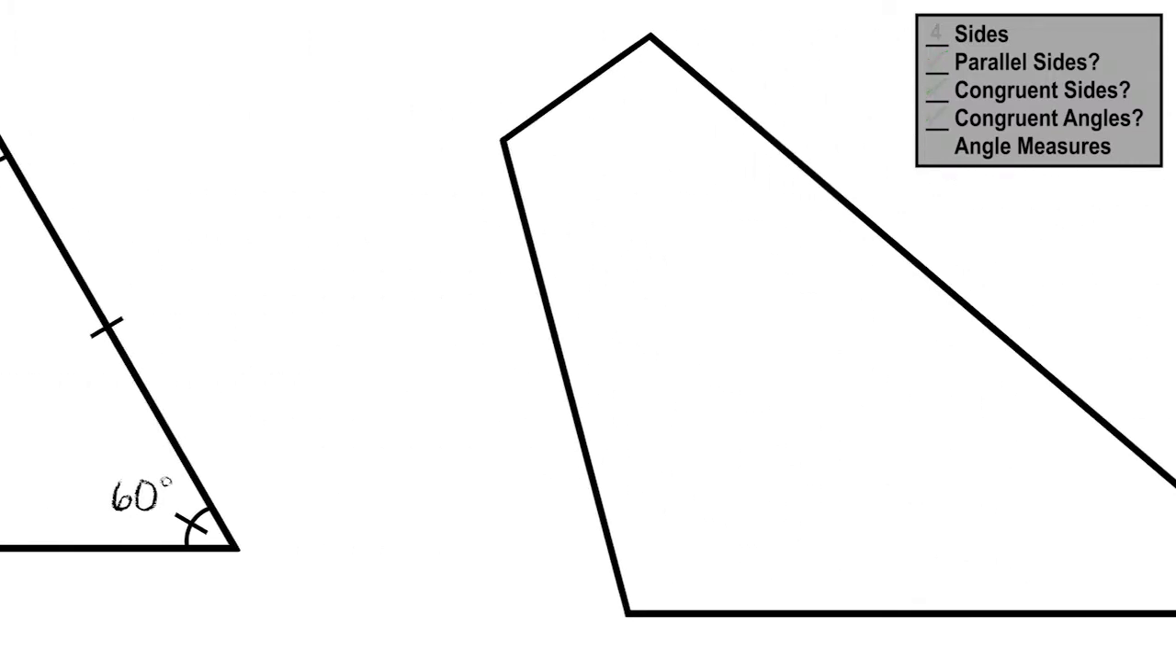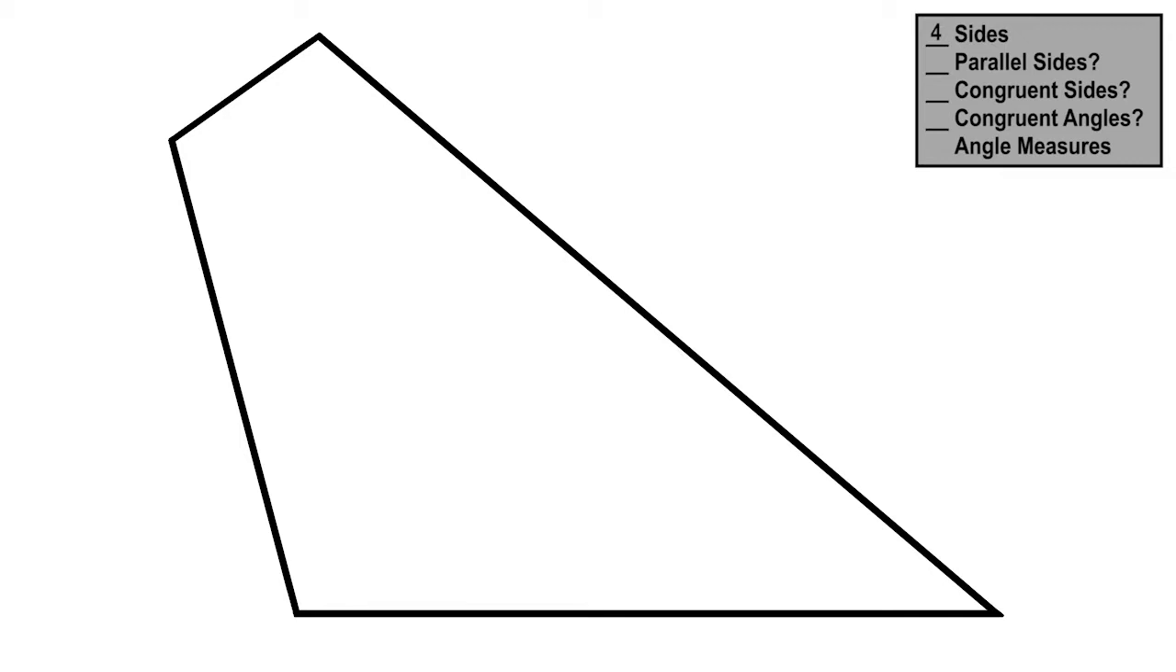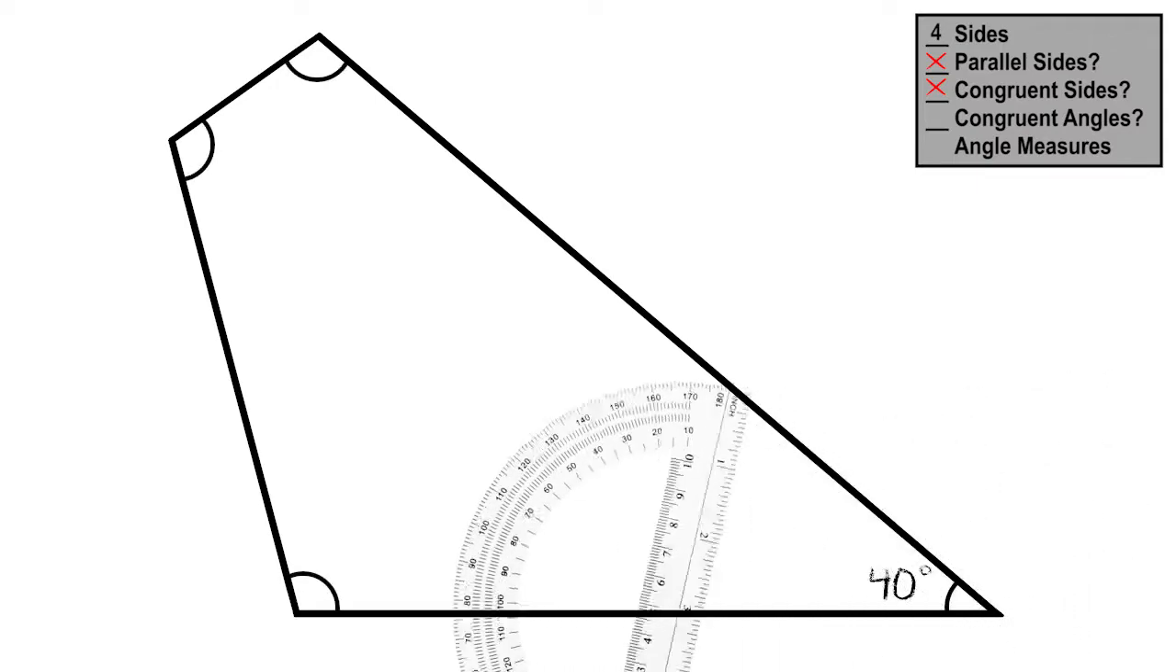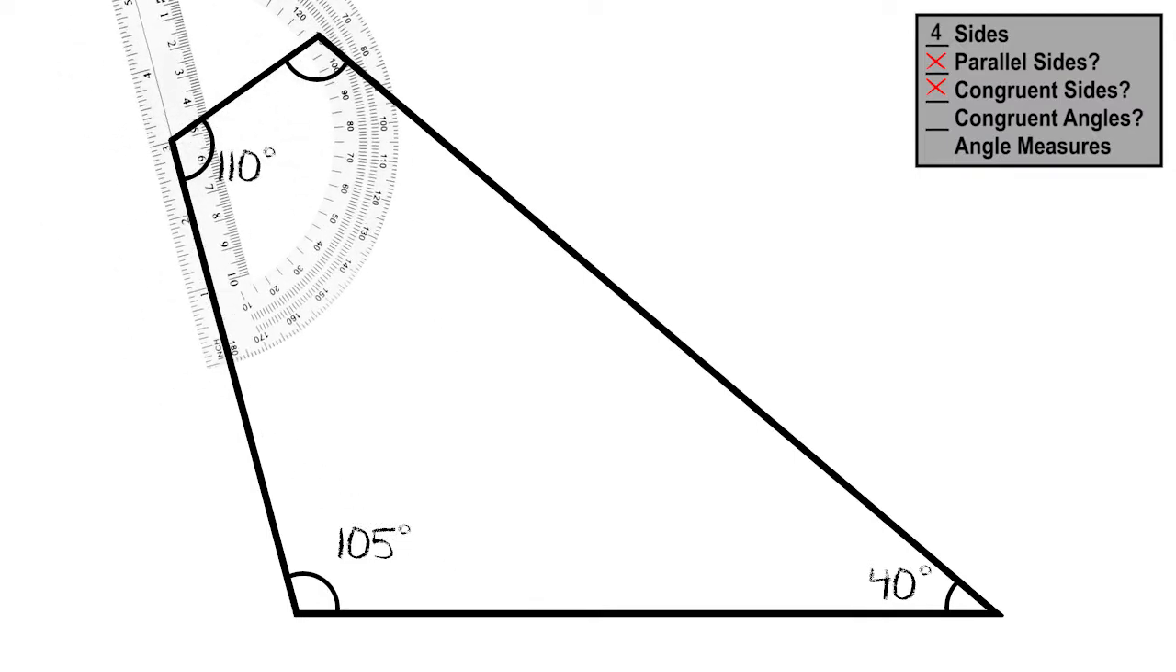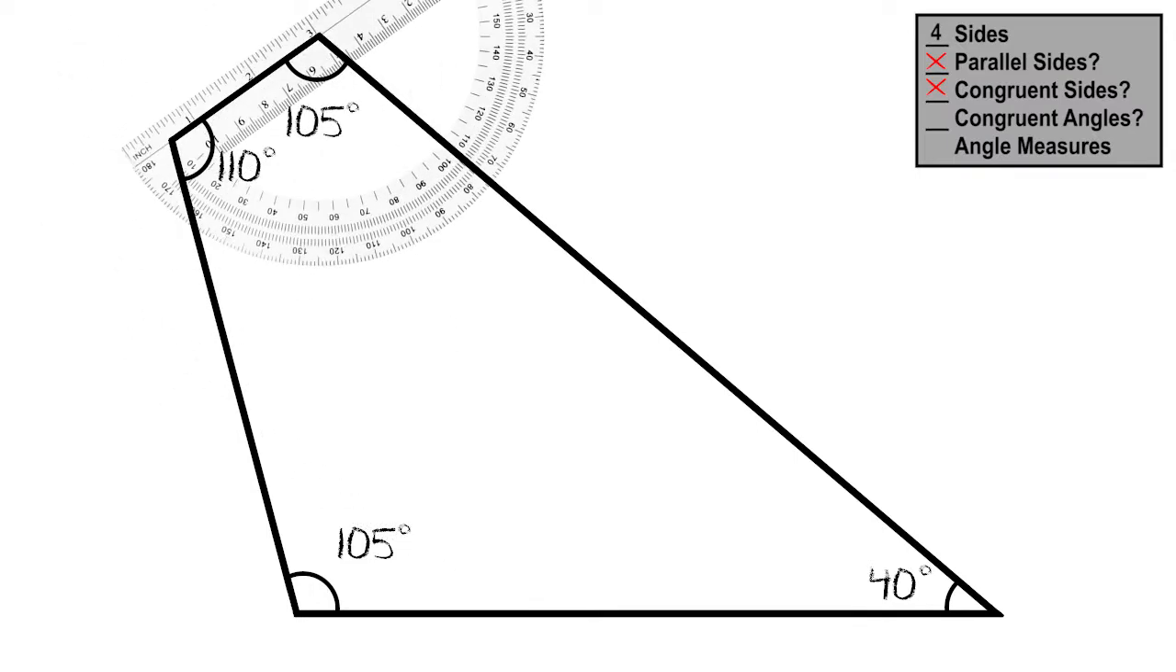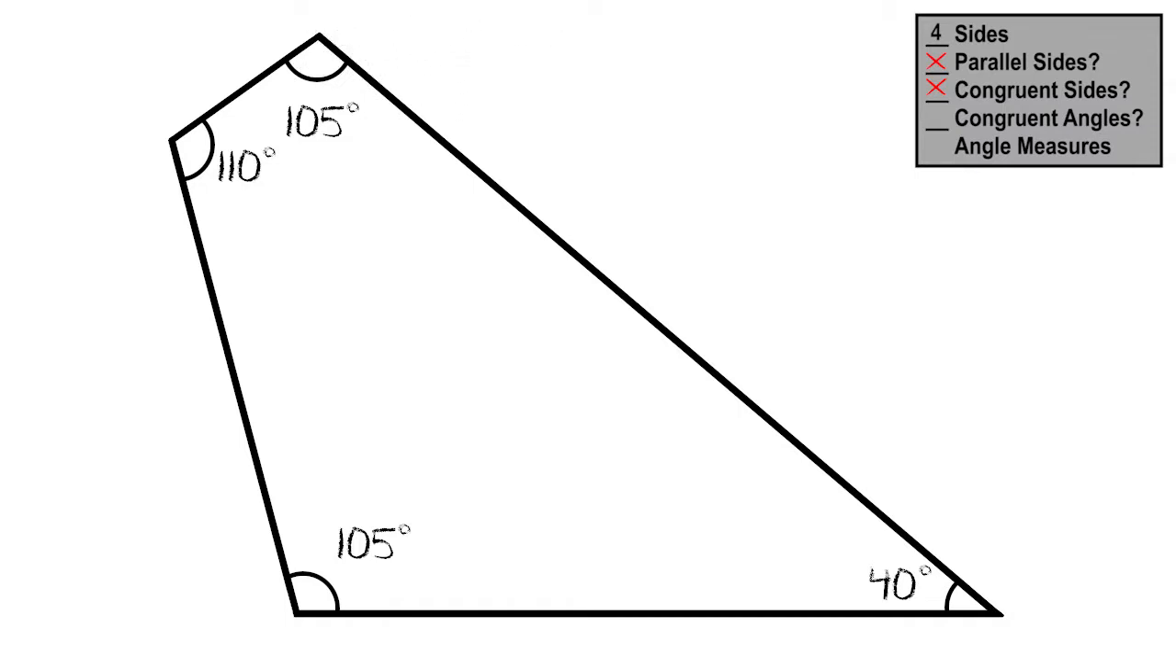The final shape is another irregular shape with 4 sides. No side is congruent or parallel with any of the other sides. Using a protractor, we measure the angles as 40 degrees, 105 degrees, 110 degrees, and 105 degrees. This measurement identifies one pair of congruent angles. The most specific name for this shape is a quadrilateral.